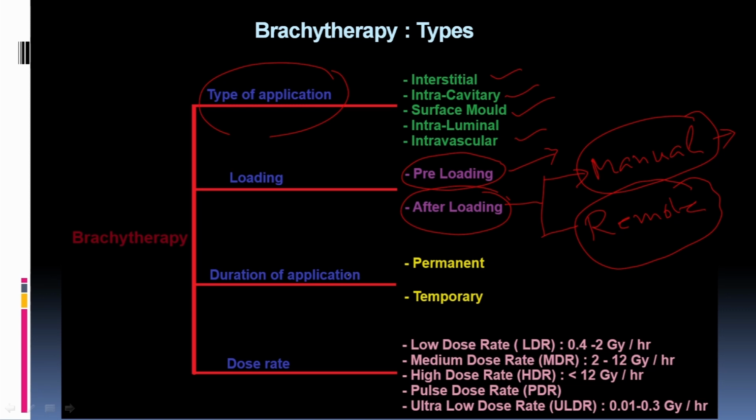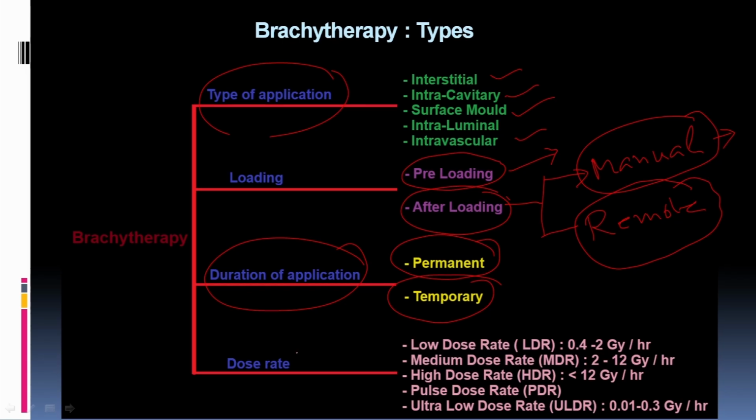Now, if we consider the duration of the applications, we have two types of brachytherapy. One is permanent brachytherapy and another is temporary brachytherapy. In permanent brachytherapy, we place the radioactive isotope permanently and leave the patient, and we apply short-lived radioisotopes in this case, such as in carcinoma of the prostate treatment. In temporary applications, we apply the source, and the source is removed after a certain treatment time.